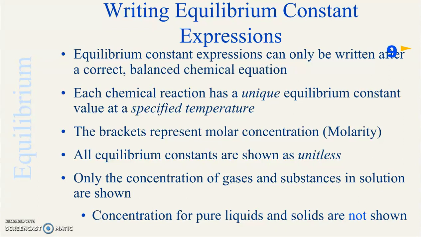can only be written after you have a correct balanced chemical equation, because remember we have to use those coefficients as superscripts or as exponents. Each chemical reaction has a unique equilibrium constant valued at a specified temperature. The brackets represent molar concentration, so moles per liter. All equilibrium constants are shown as unitless because if you have moles per liter divided by moles per liter, you end up canceling it out.